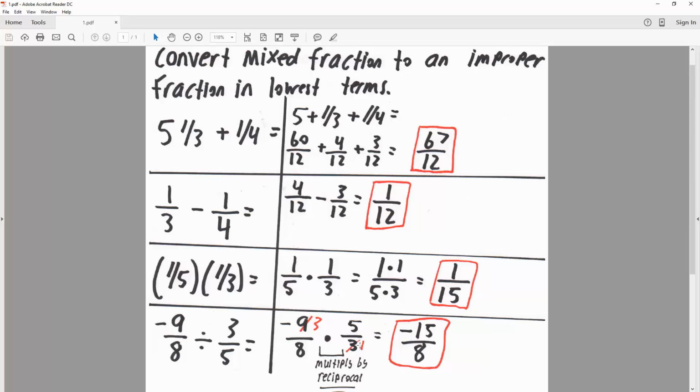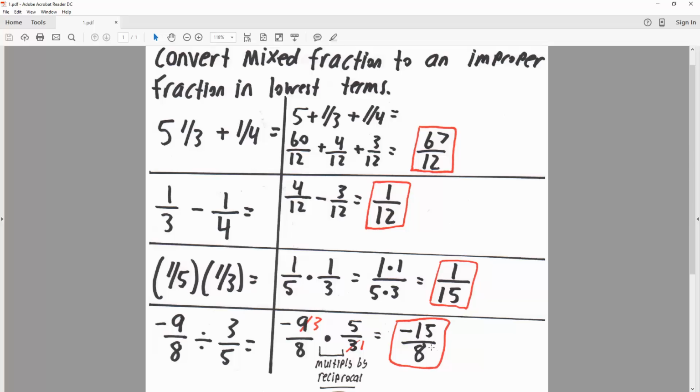And since we're multiplying, we can say -9 divided by 3. So we can do 3, and then we'll have a 1 right here. And so what we're going to get is -3/8 times 5/1. Now it's the same property as multiplication. So -3 times 5 is -15. 8 times 1 is 8.